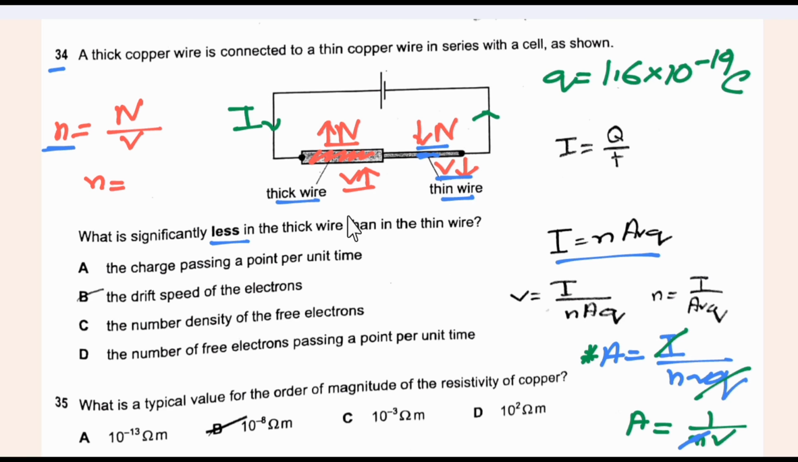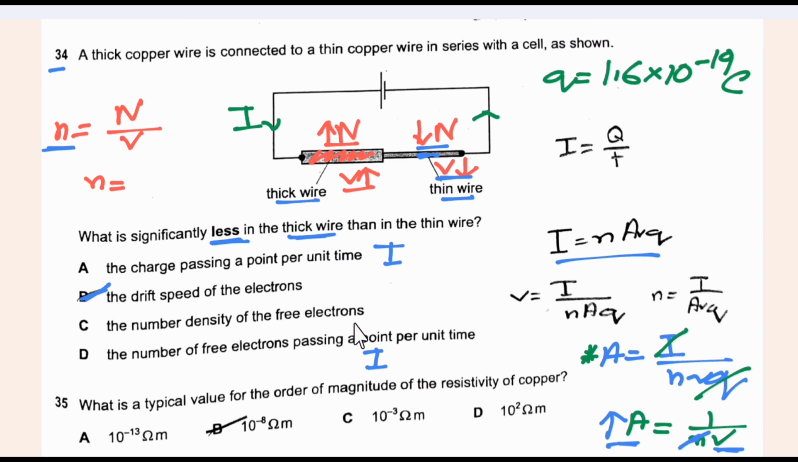Thus for the thick wire, if we increase the area, then the mean drift velocity is less. So the drift velocity of the electron is less. And for the other options, the charge passing a point per unit time is basically current, that is current is equal to charge by time. Then the number of free electrons passing a point per unit time also refers to a current.